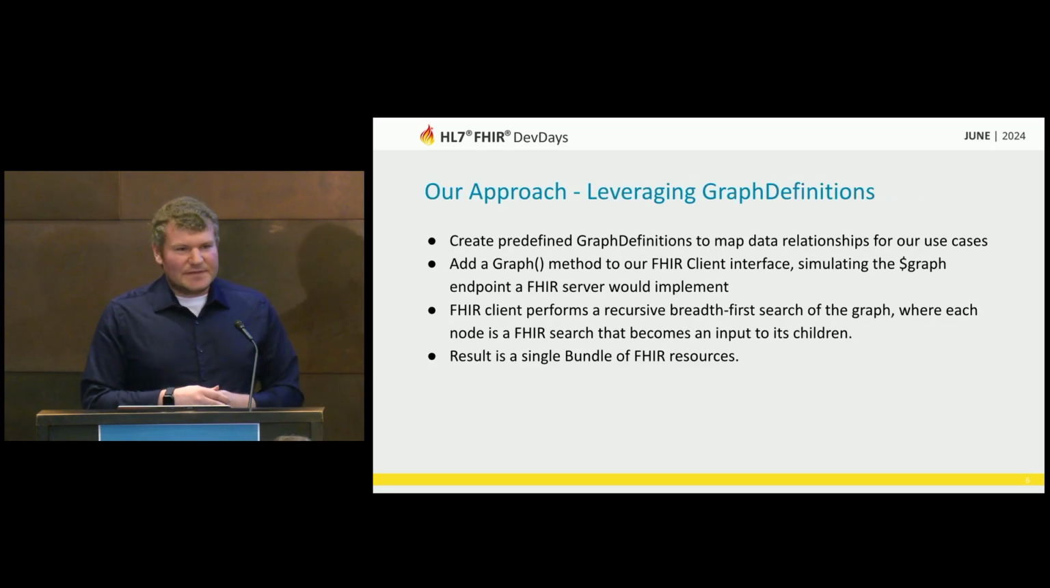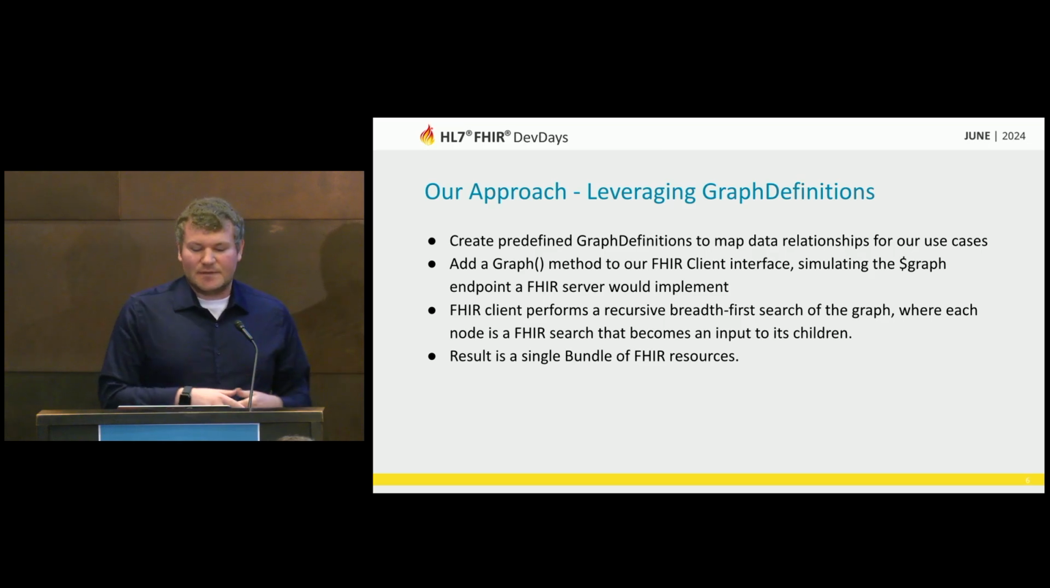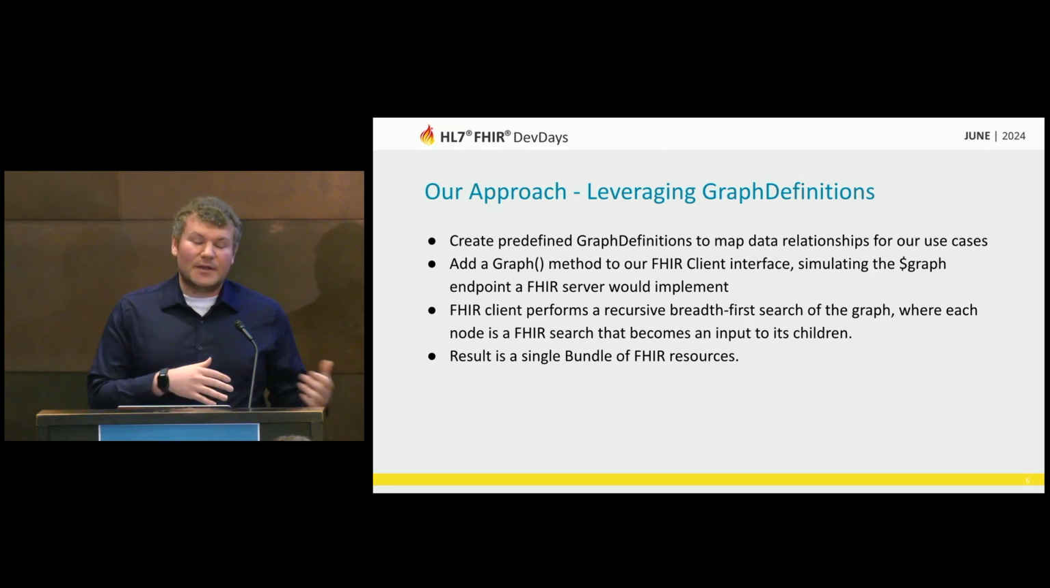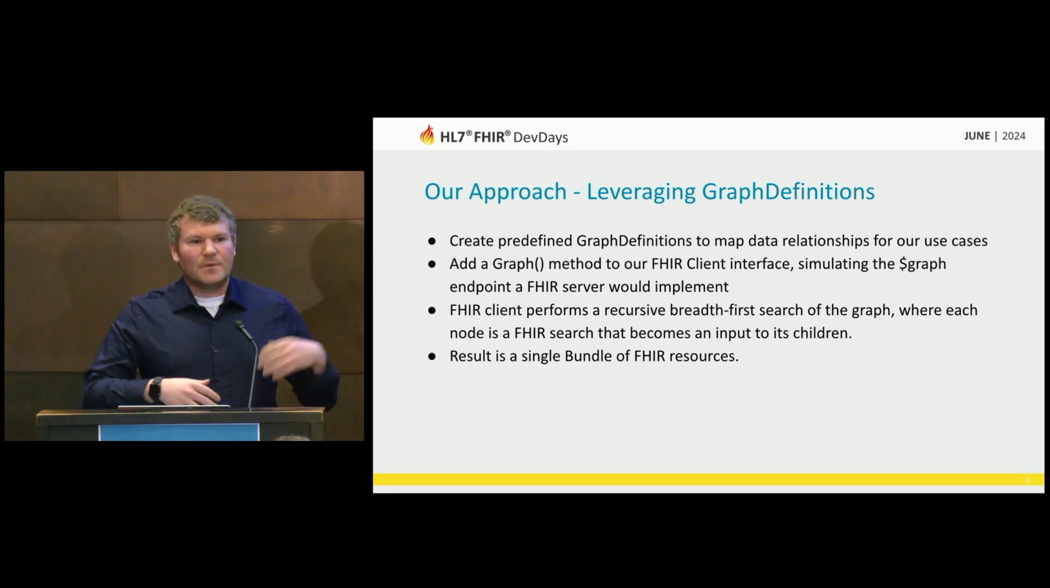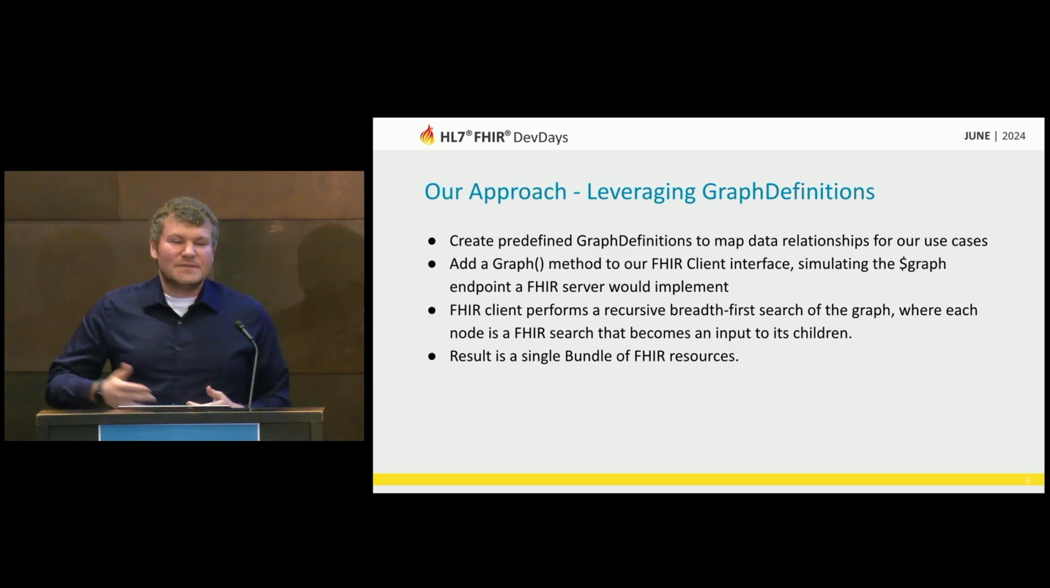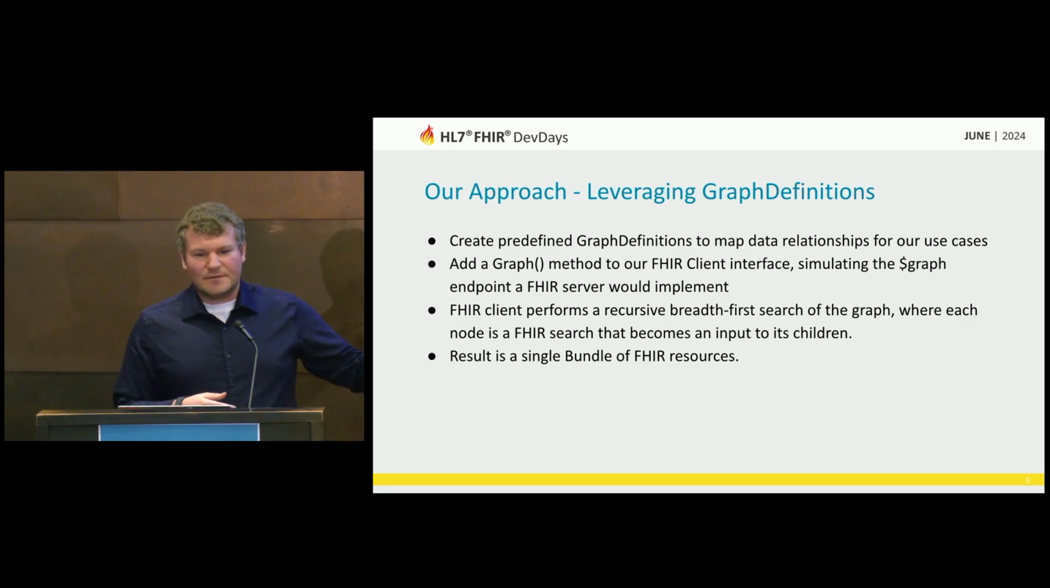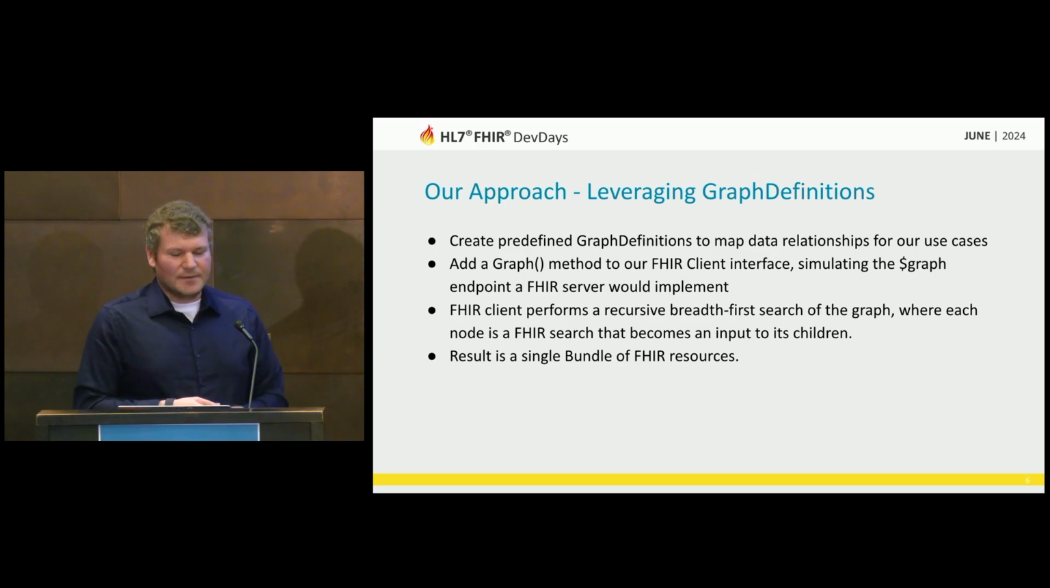So our approach was to essentially leverage graph definitions for our specific use cases. So we created predefined graph definitions to map out all the data relationships for all of our use cases. And then what we did, since the FHIR server doesn't have this graph implemented, in our own FHIR client's interface, we added the graph function and implemented it under the hood. So all of the individual pieces of business logic that are calling our FHIR client, they're none the wiser. They just think there's a graph implementation. And under the hood, instead of calling out to a FHIR server like Google Cloud Healthcare or AWS HealthLake, we are actually doing this under the hood.